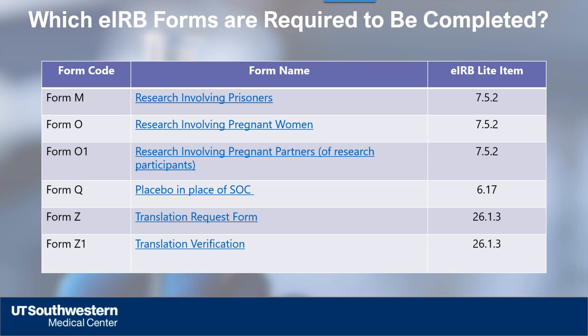Form Z1 is a translation verification form that is to be used when you do not use a professional translation service, including the vendor used by the HRPP. This form requires the name of the individual who translated the documents and another individual who verifies the translation is correct, who in turn signs this form. This is then submitted on behalf of the PI, in whom ultimate responsibility lies, who certifies the translation is completed and verified appropriately.